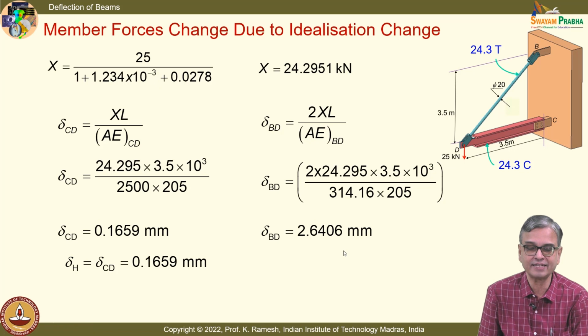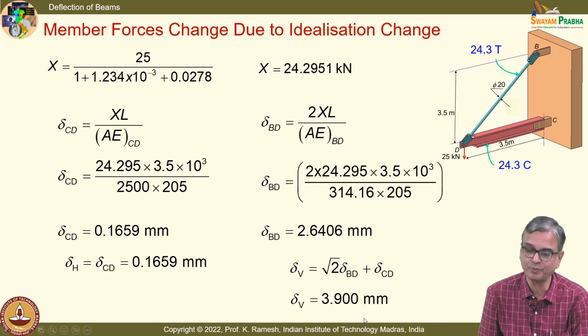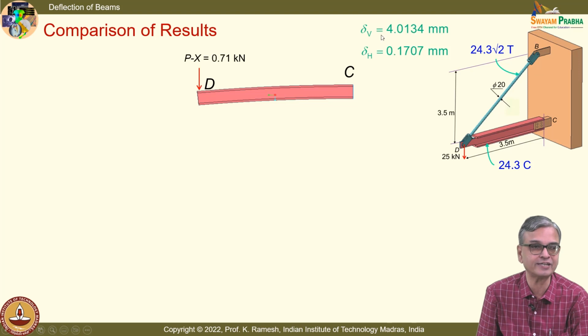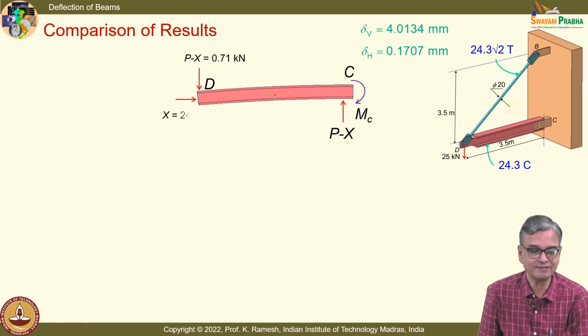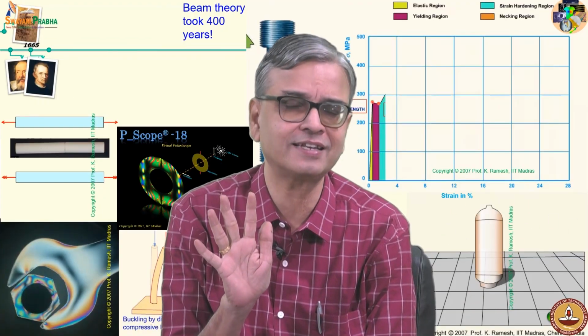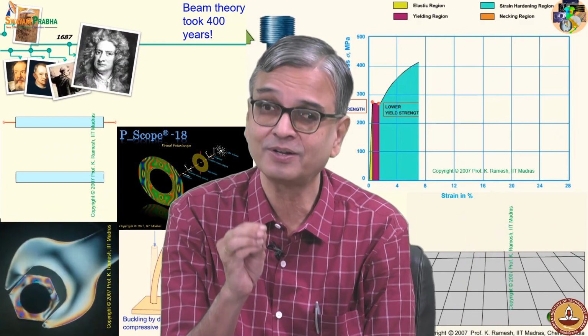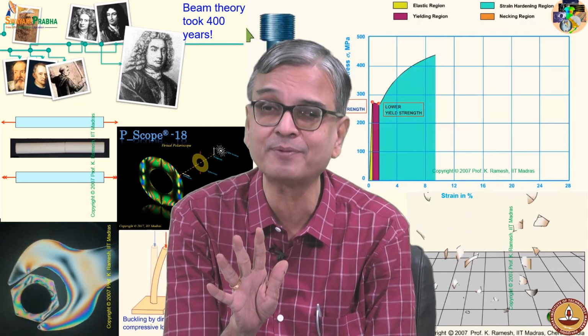Let us go back and do the comparisons. Delta V comes to be 3.90 millimeters, and this was done by pin jointed analysis. With this analysis, I have this as 3.9. What is the difference? 2.5%. For a 2.5% difference, you have to do back-breaking calculations. So, pin jointed idealization is not far from reality.